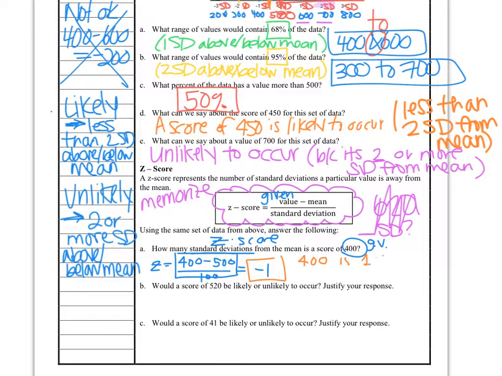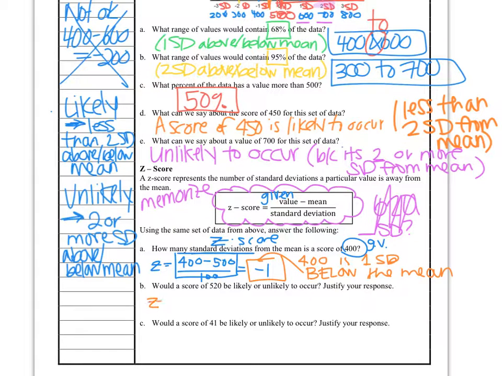So what this is saying, yes, this is our answer, but this is saying that 400 is 1 standard deviation below the mean. And the way that I knew that I was below the mean was because of that negative sitting right there. If it were a positive one, then it would be above the mean.